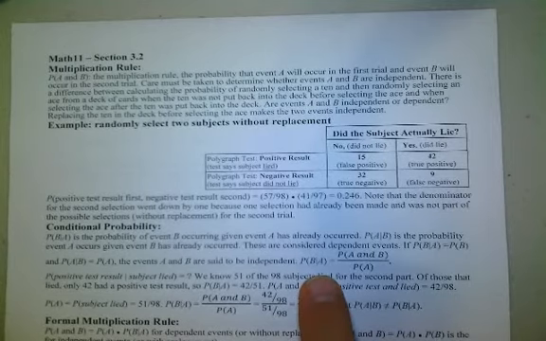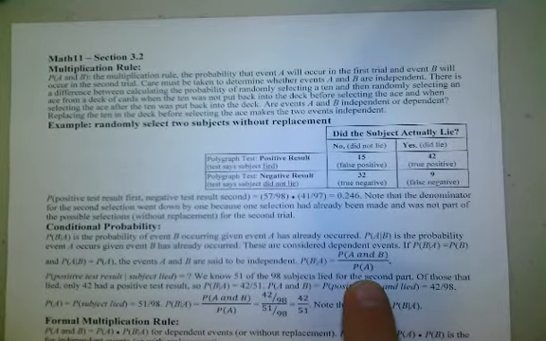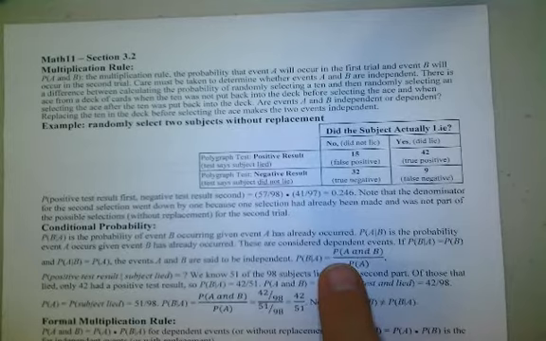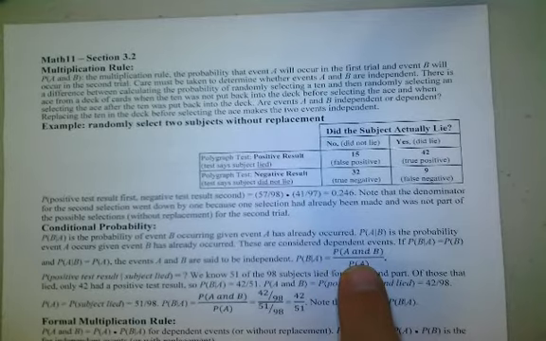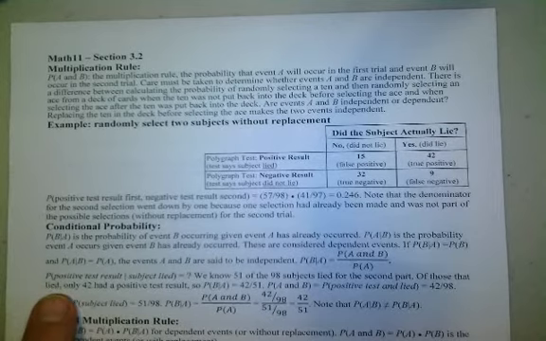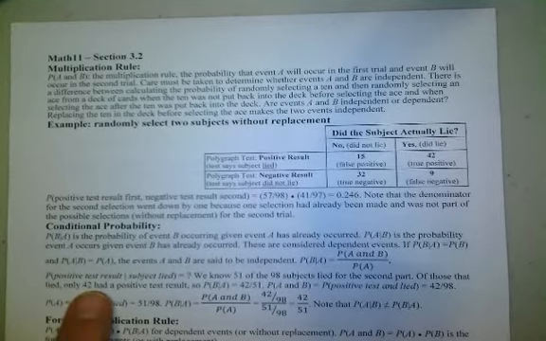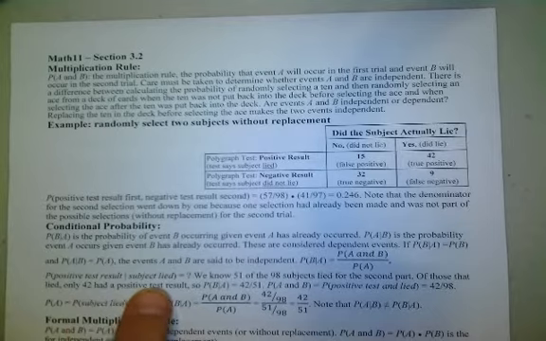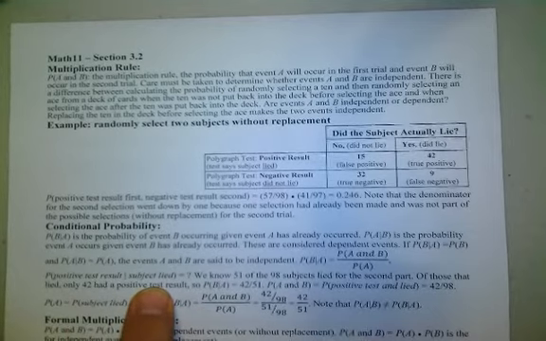Another formula for doing the probability of getting B, given that A has already happened, can be written this way, which is basically the probability of A and B both occurring at the same time divided by the probability of just A happening. And we'll look at an example of that. So let's suppose we wanted to know the probability that it was a positive test result, knowing that the subject actually lied.